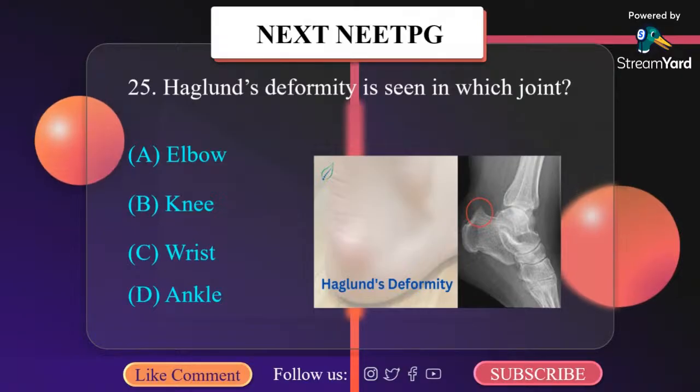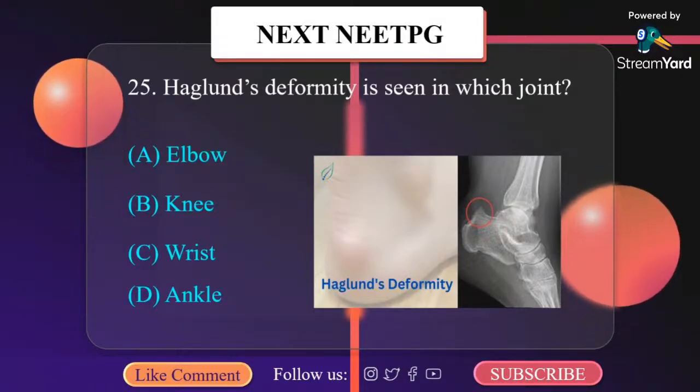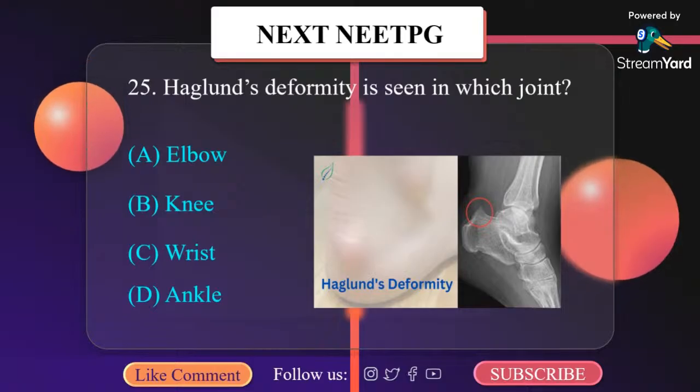Haglund deformity is seen in which joint? A. Elbow, B. Knee, C. Wrist, D. Ankle. It is seen in the ankle. It is a bony enlargement formed at the posterior superior aspect of the calcaneum.